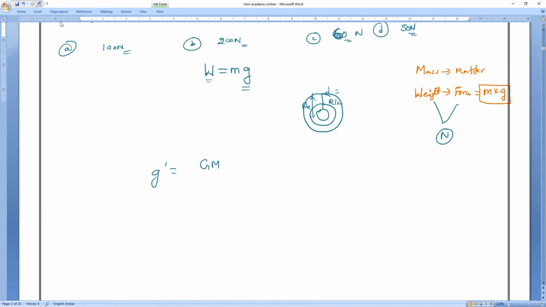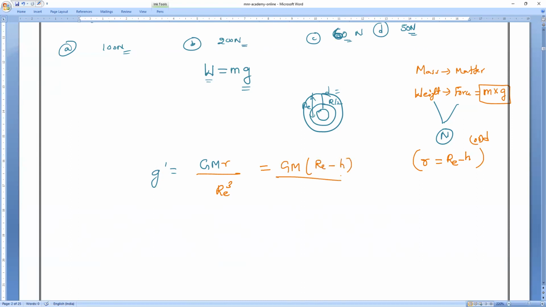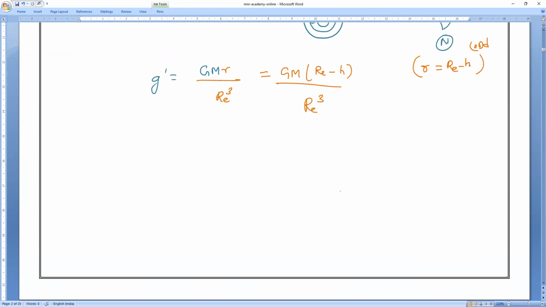So what will happen? GMR divided by the radius of the earth cubed. Now R means depth. R means what? R is RE minus H. We can say D, depth, your choice. So I will replace it: GM into radius of earth minus depth, the distance traveled inside, divided by the cube of the radius of the earth.